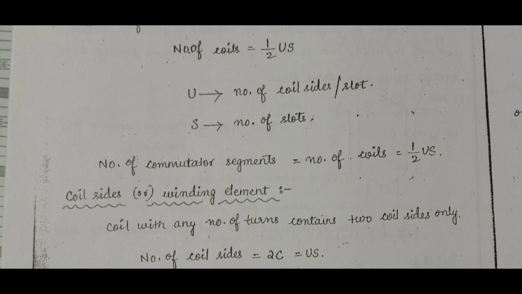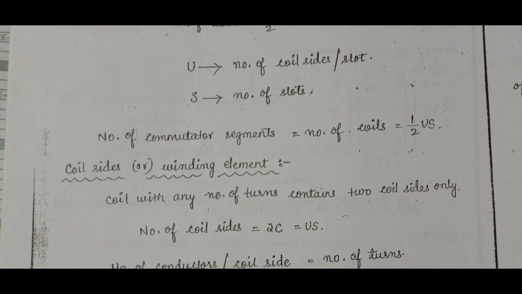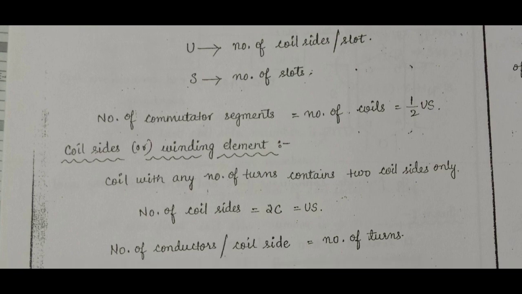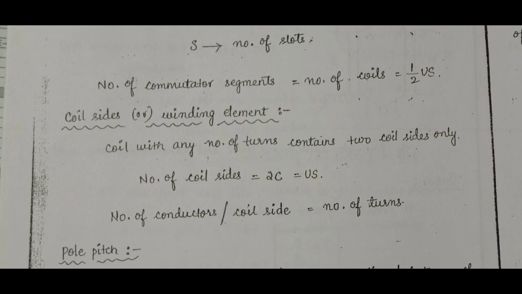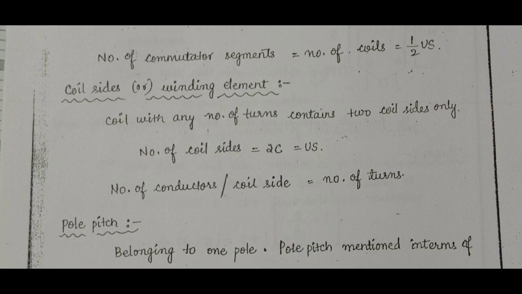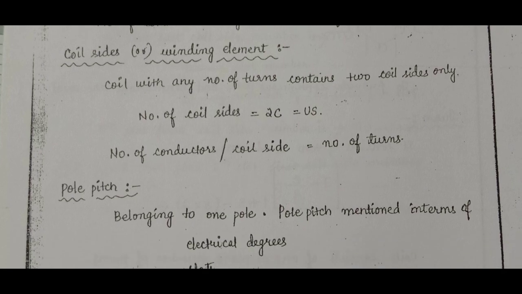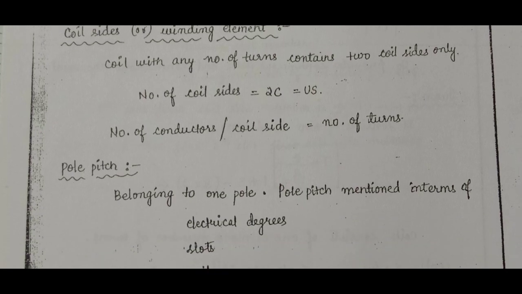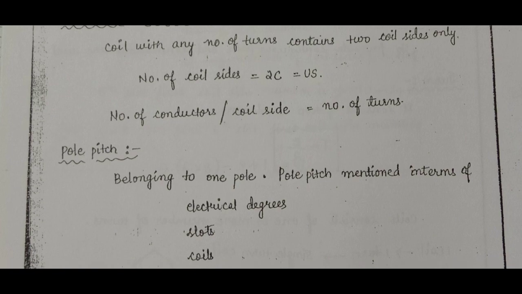Number of commutator segments equals number of coils, which equals 1 by 2 US. Coil sides are winding elements. A coil with any number of turns contains two coil sides only. Number of coil sides equals 2C, that equals US.